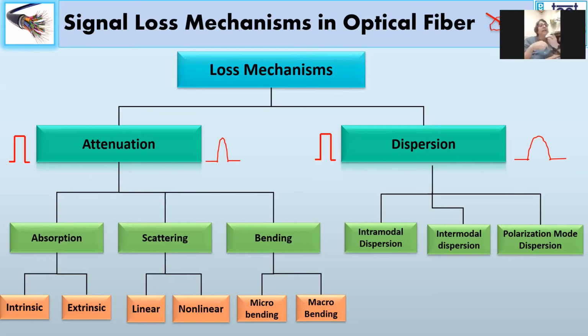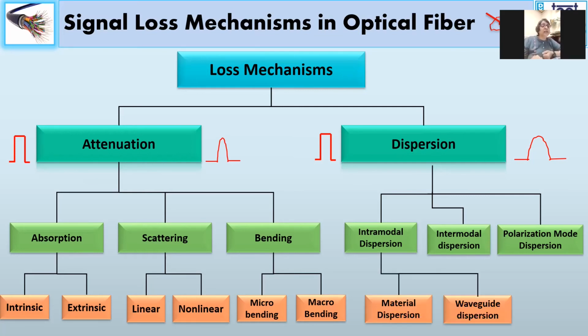The bundling that we have is macro bends, and micro bends are at the core cladding interface, any problem with the refractive index profile. Then in intramodal, we have material dispersion and waveguide dispersion; we'll be doing the proof of all this when we take each one in detail.